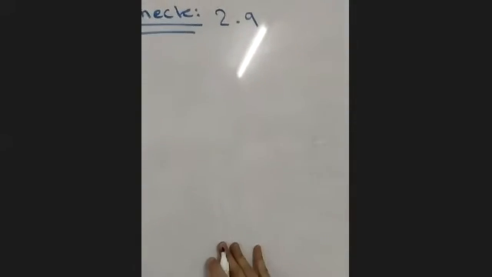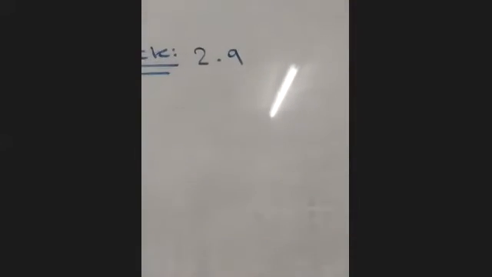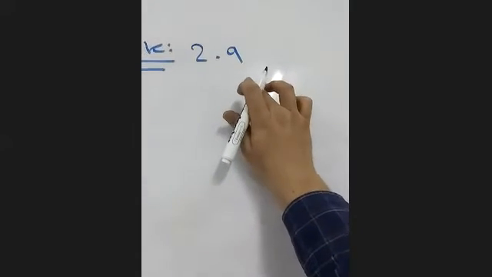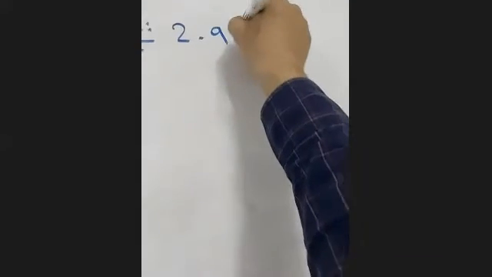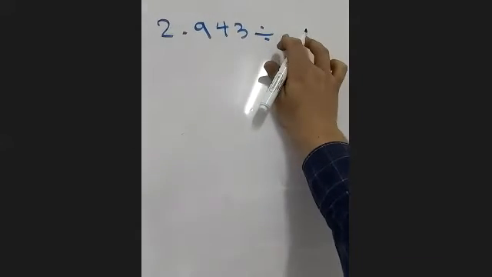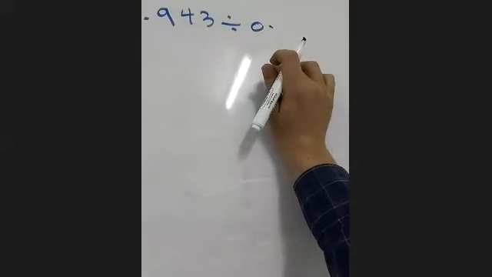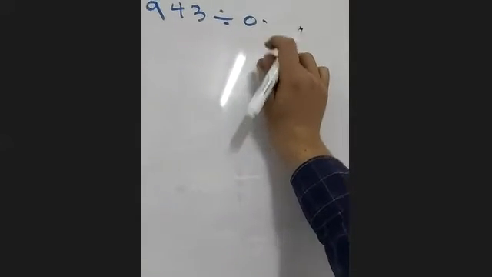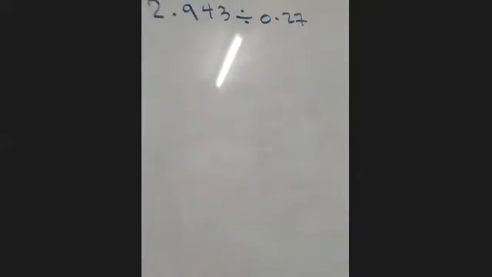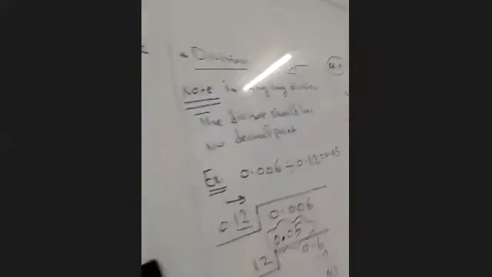Under this example, we have a check. We have 2.943 divided by 0.27. What are the numbers, Tamim? I don't want to make a mistake. 2.943 divided by 0.27.